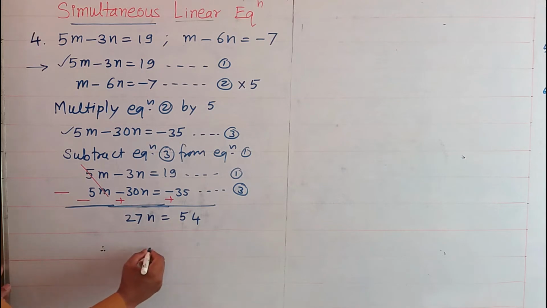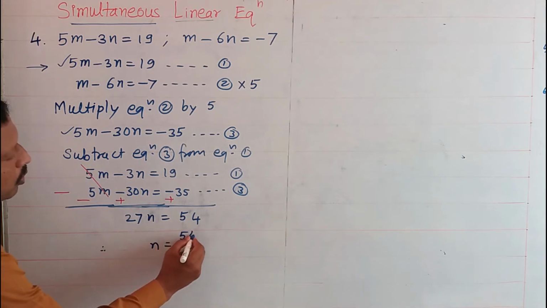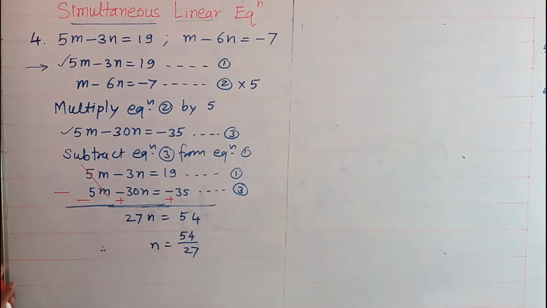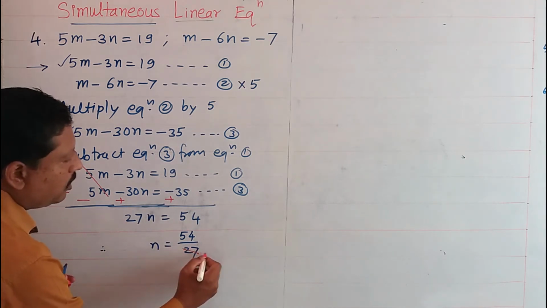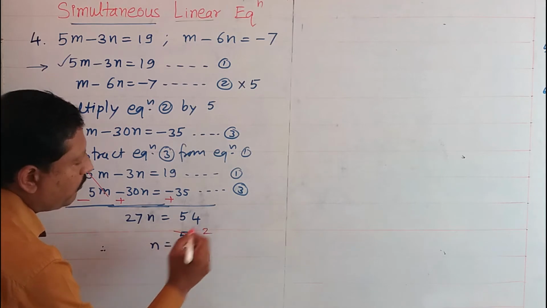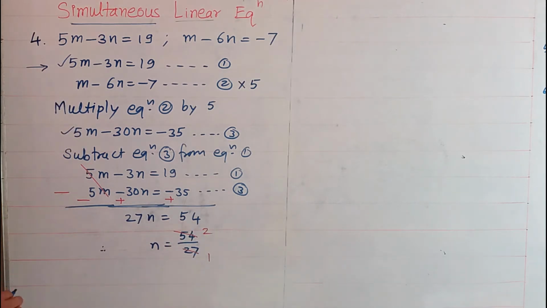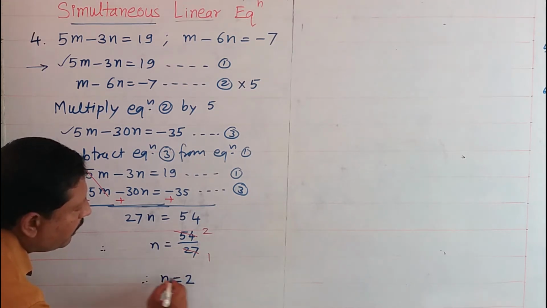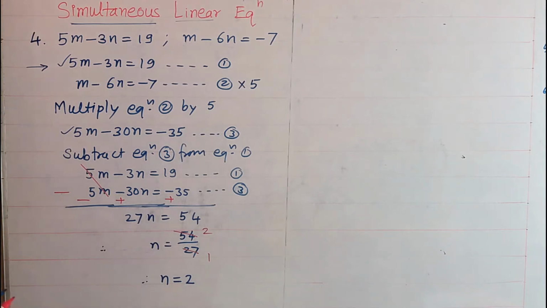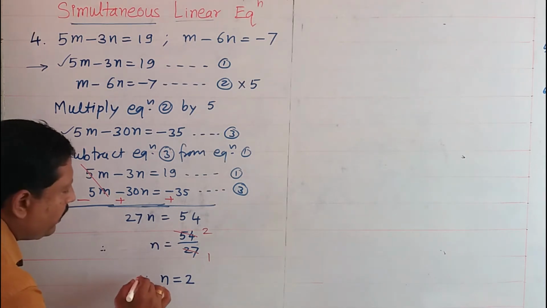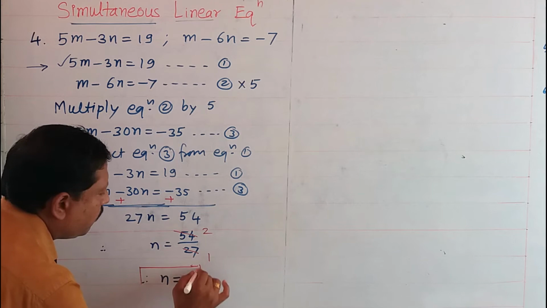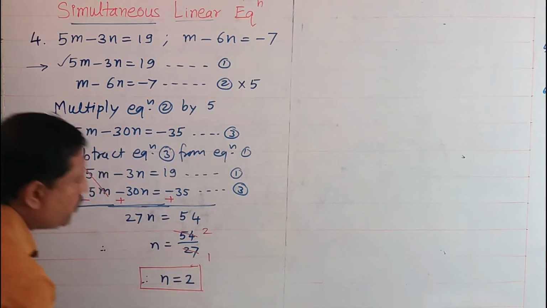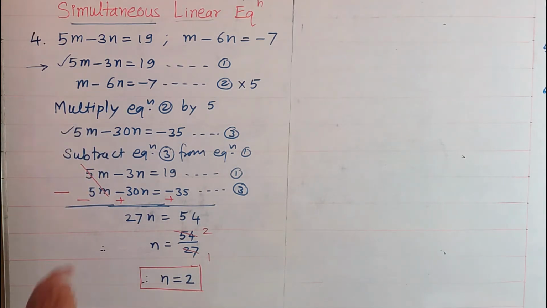Hence we get n is equal to 54 upon 27. 27 ones are 27, 27 twos are 54. Hence the value of n is equal to 2. n is equal to 2 is the value of the first variable. Now substitute this value in equation number 1.